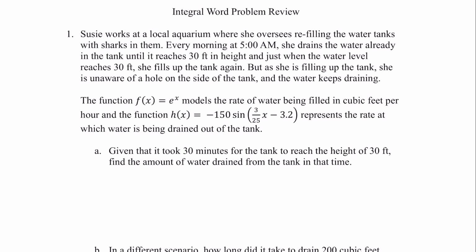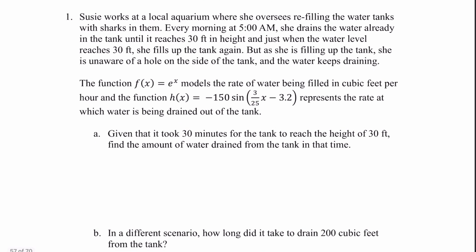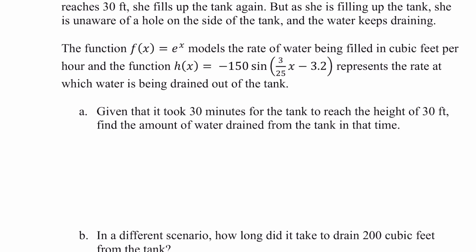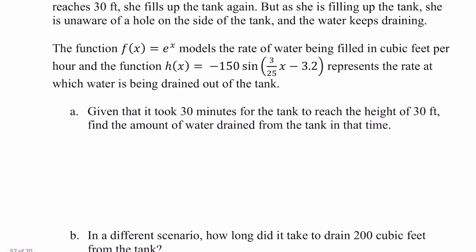So basically you're given two functions. One function represents the rate at which the water is being filled in cubic feet per hour, and the function h of x represents the rate at which water is being drained out of the tank. Okay, so given that it took 30 minutes for the tank to reach the height of 30 feet, find the amount of water drained from the tank in that time.